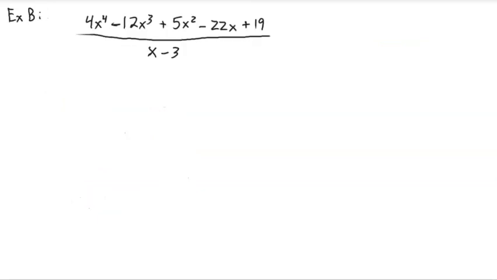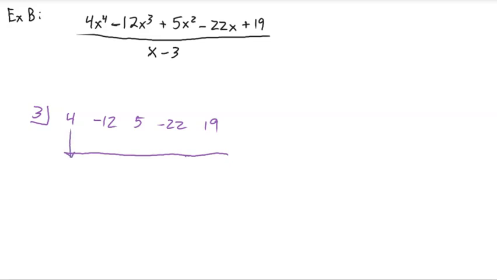Okay, here's a new example. We're going to draw our line and our half box. The opposite of negative 3 is positive 3, so we'll put a positive 3 in the half box. We'll bring down a 4, a negative 12, a positive 5, a negative 22, and a positive 19. We'll bring this line over a little farther. That's the setup. Now the execution.